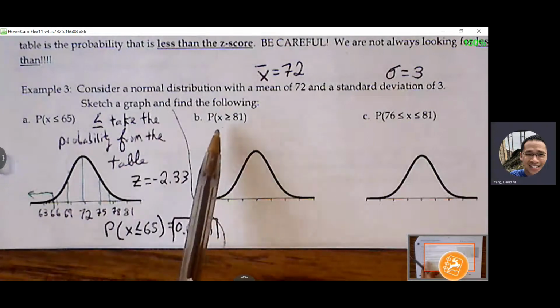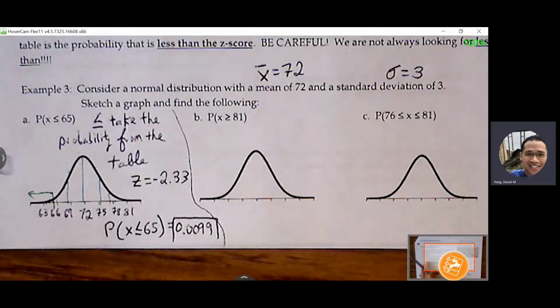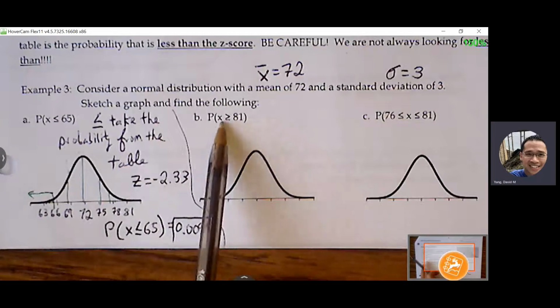Okay, probability of x. Okay, everybody okay so far? That makes sense. Okay. So when you see greater than, bit of a red flag here.